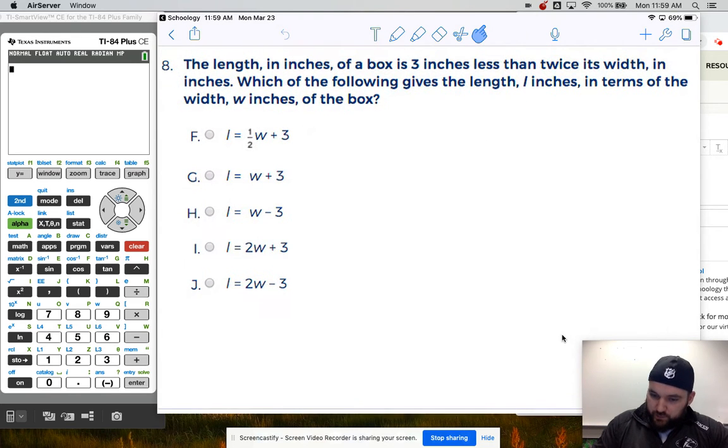So, quick little multiple choice question. The length in inches of a box is 3 inches less than twice the width. Which of the following gives the length in terms of the width? So it says the length in inches of a box.